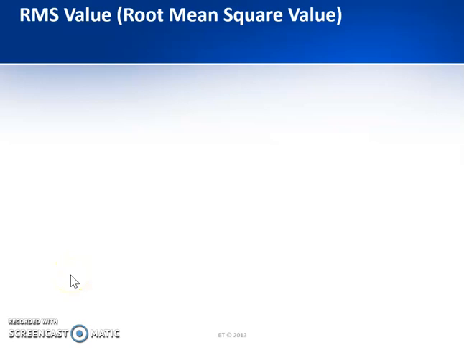Hi all. Now we are going to discuss how to find the RMS value. There are two methods: the analytical method and the mid-ordinate method. First we are going ahead with the mid-ordinate method. It is also known as the graphical method. So the RMS value, we have already seen, is related to the heating effect. The heating effect is proportional to the square of the current.